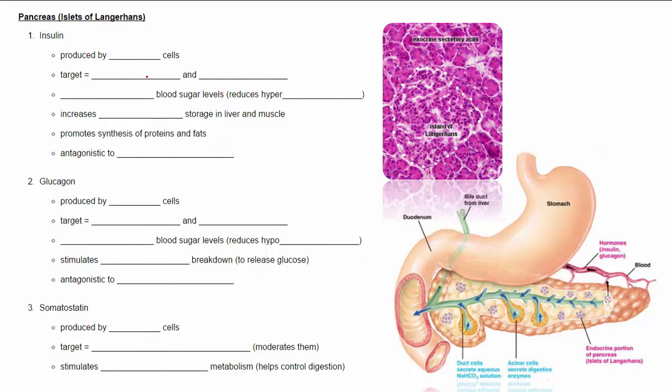All right, so let's talk specifically about insulin. Insulin is produced by beta cells. There are beta cells here in this islet of Langerhans, and we're not going to identify which ones they are, but that's the name of the cells. The target for insulin is the liver and muscles, because this is where glucose is going to be stored as glycogen. Insulin decreases blood sugar. In other words, it reduces hyperglycemia. Hyperglycemia means high, hyper, glyce for sugar, emia for blood. This is high blood sugar.